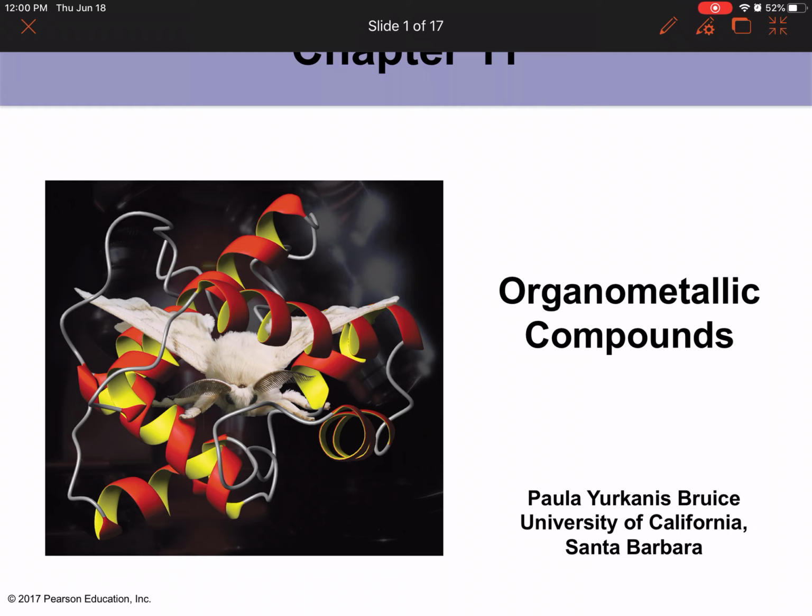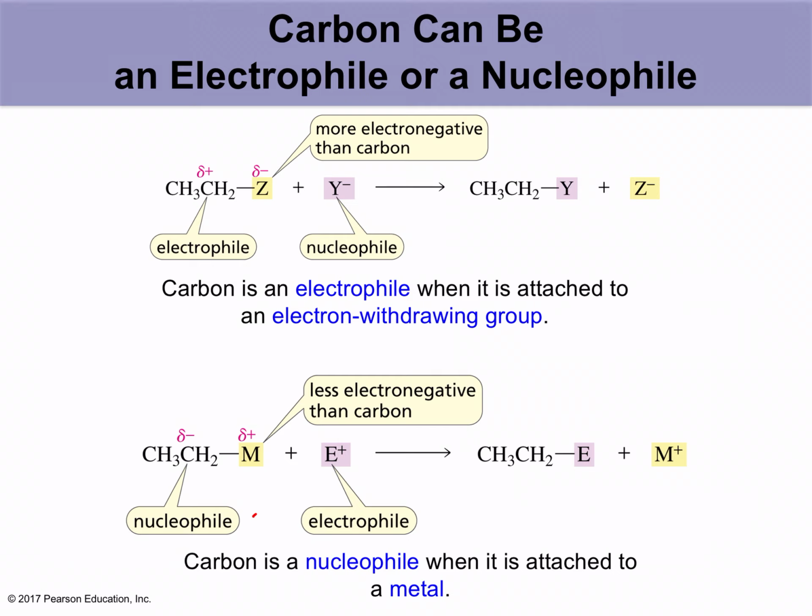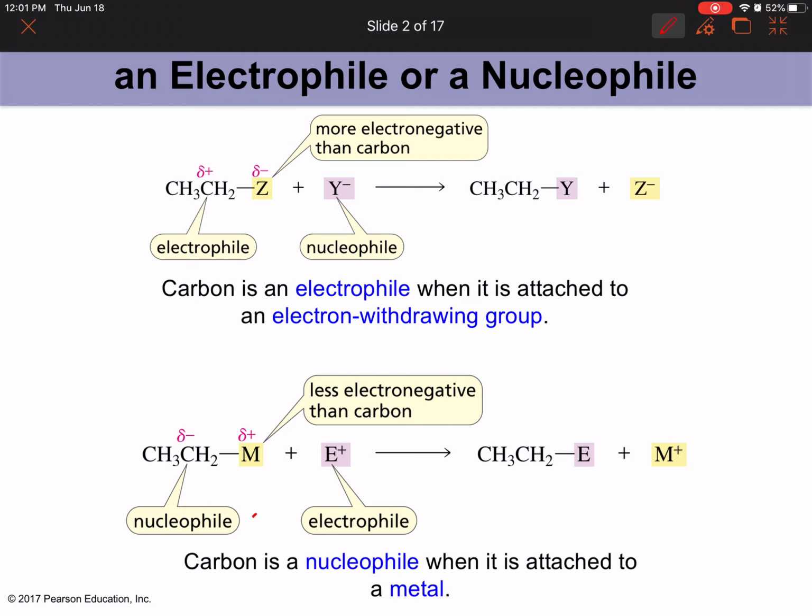And in chapter 11, we're going to talk about organometallic compounds. In the previous chapter, we had seen carbon can act as an electrophile. Carbon can be an electrophile or a nucleophile, but we have seen how the carbon acts as an electrophile in the previous chapter. What do I mean by that? Remember, if you start with an alcohol, for example CH3CH2OH, the bond between carbon and oxygen is the one that's going to be broken if it is going to react with a nucleophile.